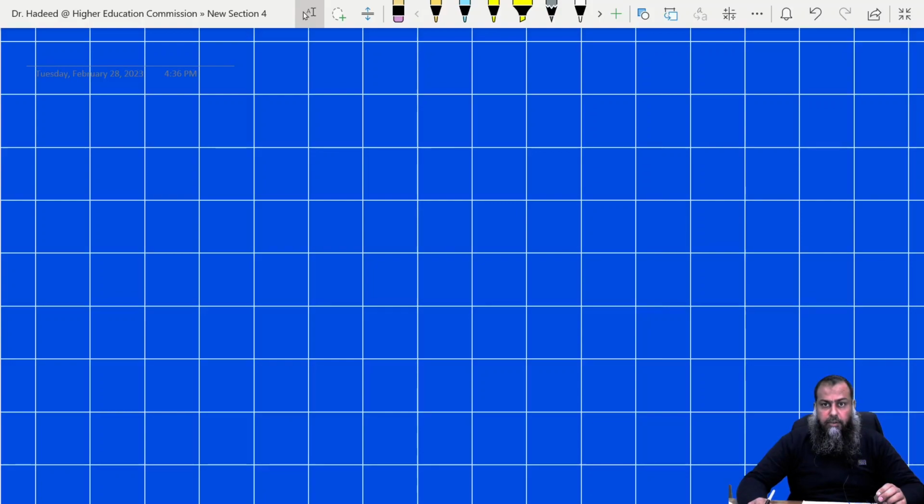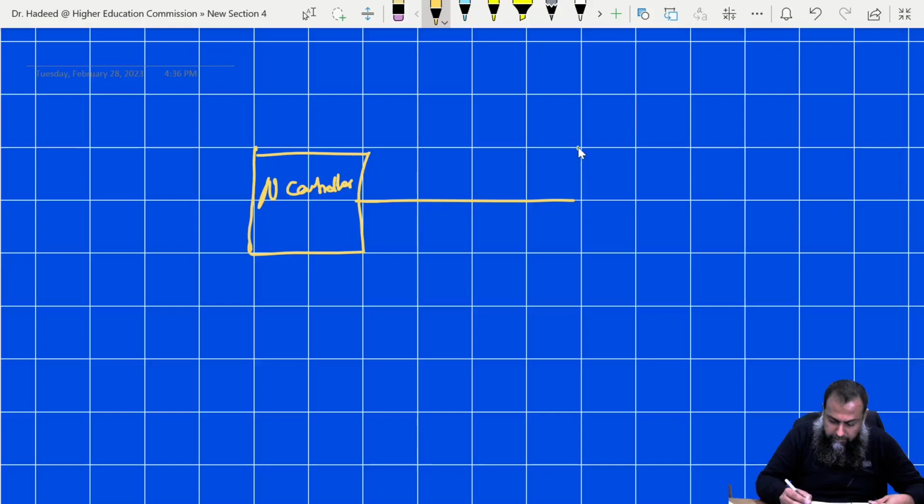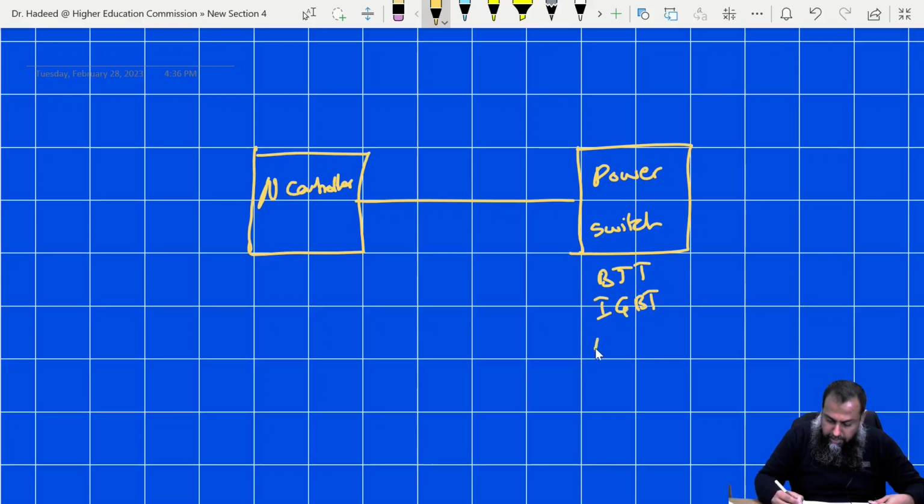So let us start with the concept of the gate driver circuits. Why is the gate driver circuit necessary for the good implementation of a power electronic circuit? Suppose that we have a microcontroller system here. This microcontroller system is connected with the power switch. This power switch could be a BJT, it could be an IGBT, and it could be a MOSFET.